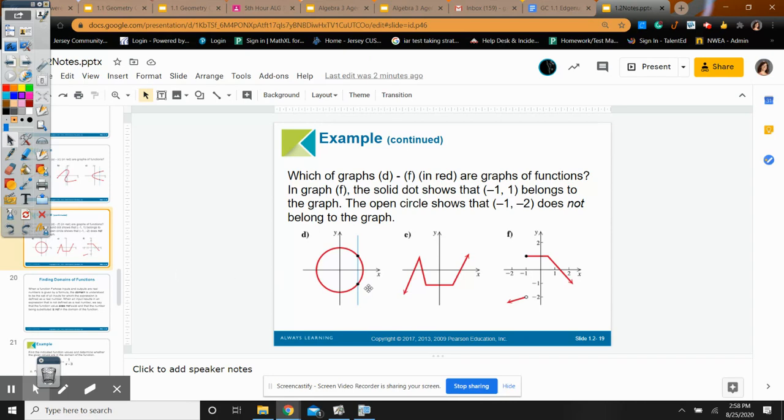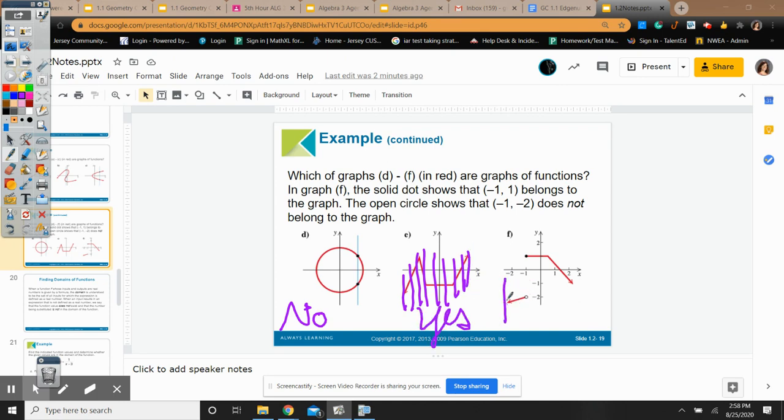More practice. What do you think? Function or not? That's a no. Here, it's good here. It's good here. This is a function. This one is a little tricky. This piece is a function, but what's happening here? This is a solid dot and this is an open dot. It's only hitting it once, and it's hitting it once here. This is a function.